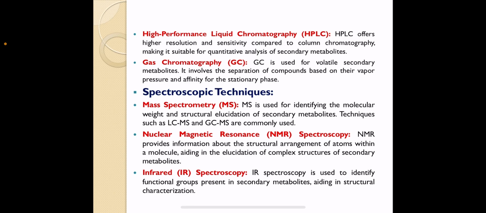And the next technique is spectroscopic techniques. The first one is mass spectrometry. Mass spectrometry is used for identifying the molecular weight and structural elucidation of secondary metabolites. Techniques such as LCMS and GCMS are commonly used.